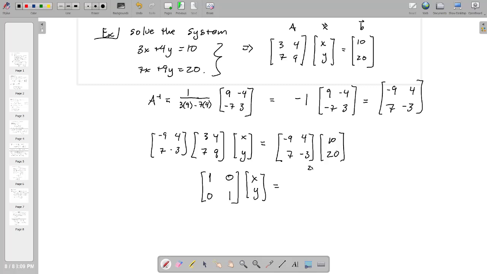Notice that we have a 2 by 2 matrix and a 2 by 1 matrix. So our final matrix is going to be a 2 by 1 matrix. We do first row, first column. Negative 9 times 10 is negative 90, plus 4 times 20 is 80. So we have a negative 10 here. And then 7 times 10 is 70, plus negative 3 times 20, which is negative 60. So 70 plus a negative 60 is positive 10.